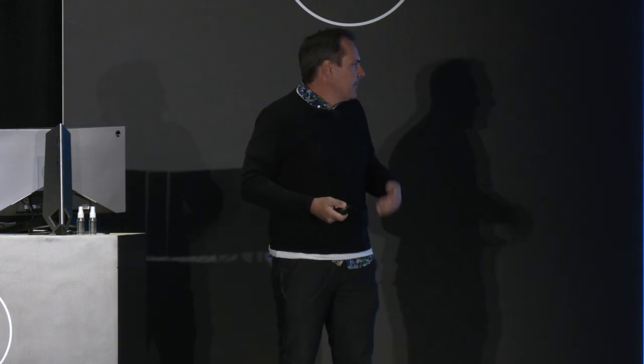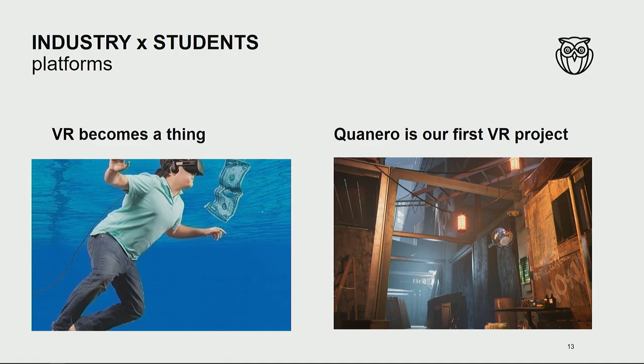to these trends. So the first thing we looked at was VR, obvious. Most of you probably remember Palmer Luckey and John Carmack when they were presenting the first prototypes, and then the first DK1 came out, and students latched onto it immediately. And they created a beautiful bachelor's final project called Quanero, which was about time mechanics and playing around with that.